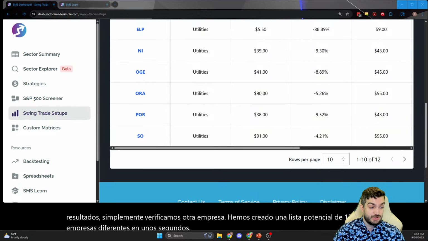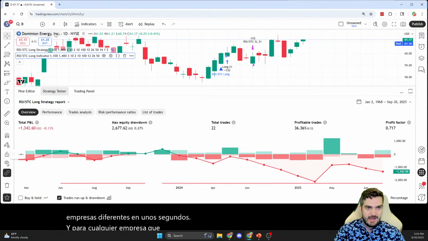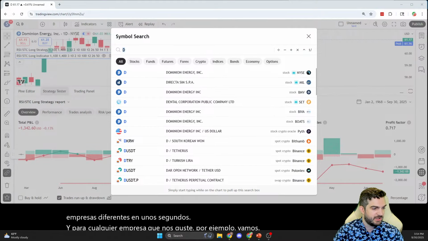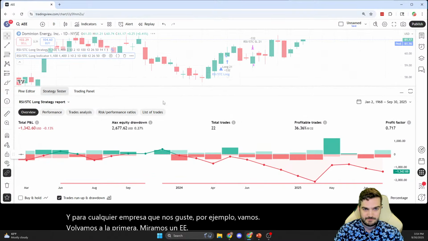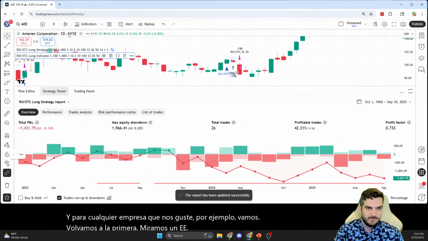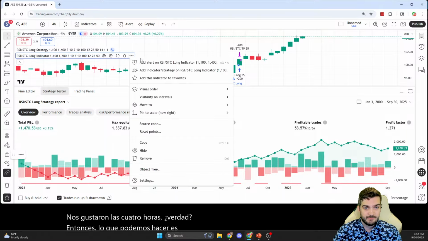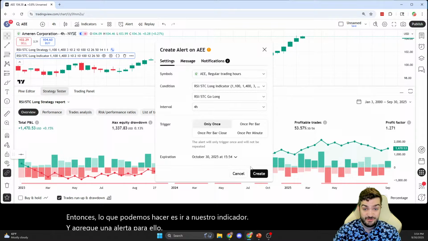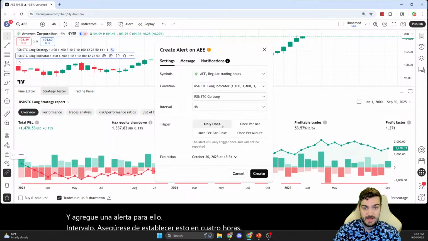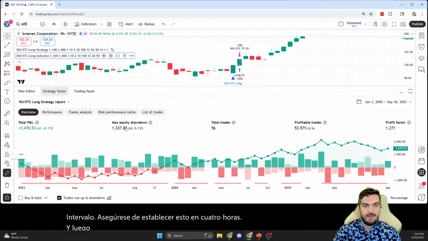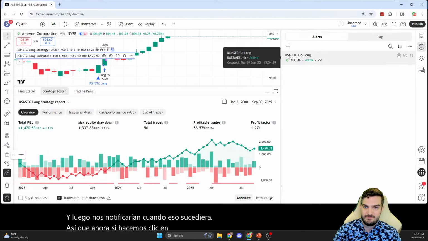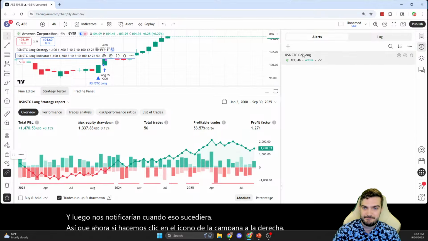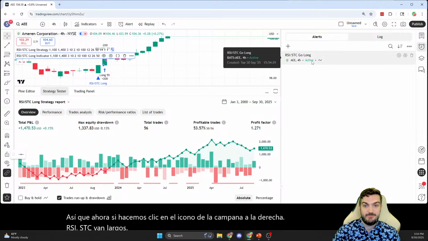And for any companies we do like, for example, let's go back to that first one we looked at, AEE. We liked the 4-hour, right? So what we can do is go to our indicator and add an alert for it. Interval, make sure we set this to 4 hours. And then we would get notified when that happened. So now if we click on the bell icon on the right, RSI, STC, go long. We can see that it's still active, meaning it hasn't happened yet.